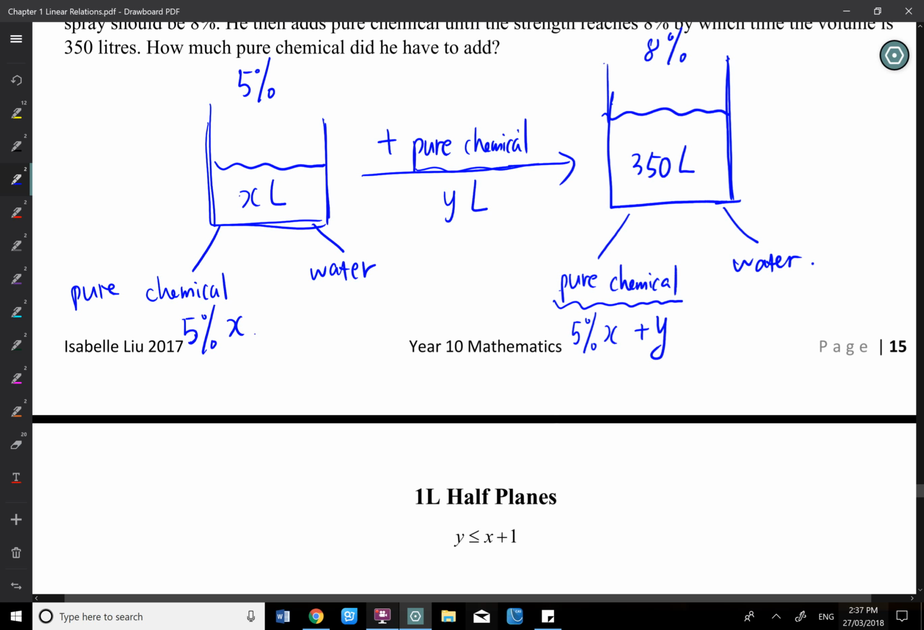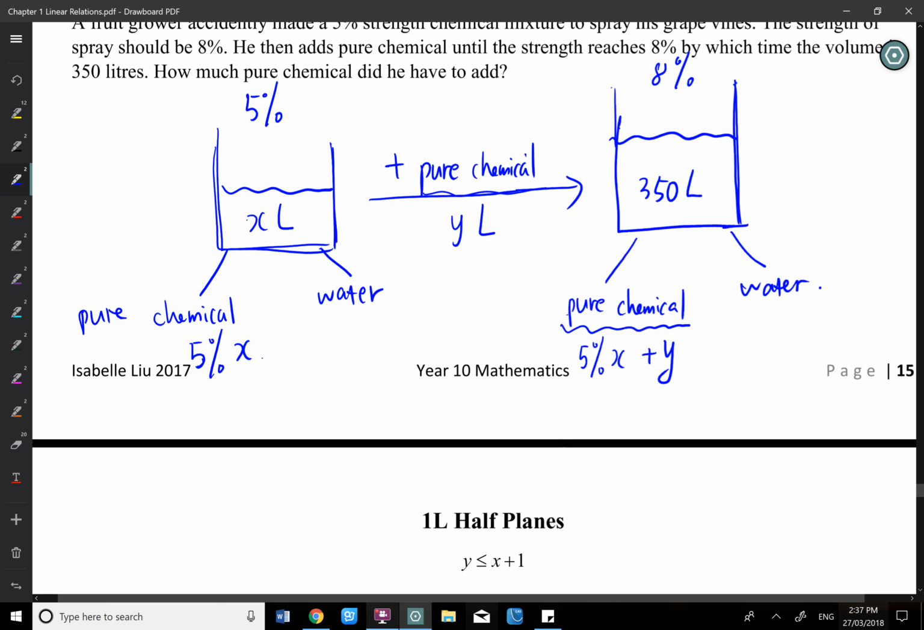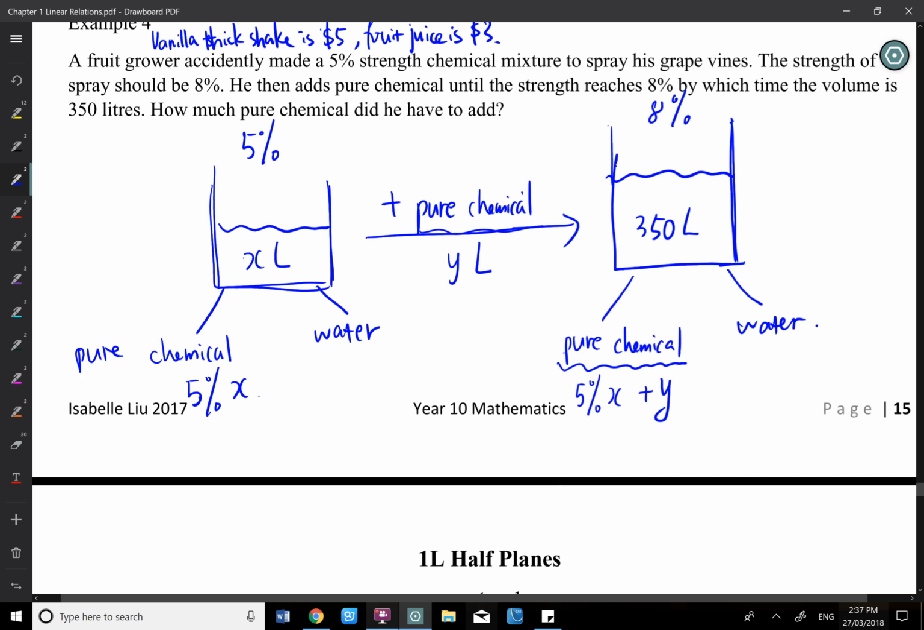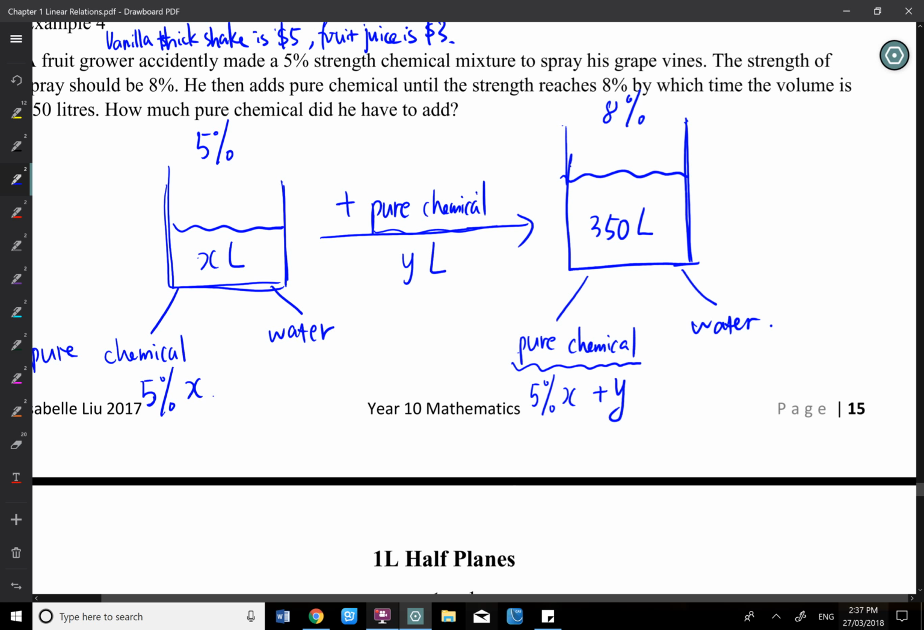And what else can we have? Is there any other information? What plus what should give you 350? How do you get the total volume in the second bottle? X plus Y, right? The original amount plus the amount you add gives you 350.